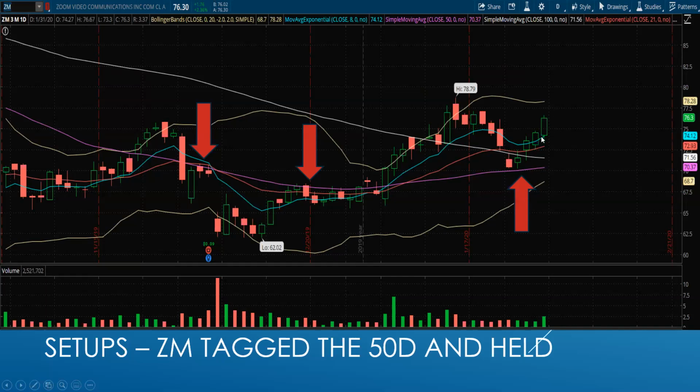So looking at the setups. What makes Zoom so attractive is how much this name respects the 50-day. You can see every time it comes into it from below or from above, it generally tries to hold it or bounce off of it, or if it hits it, it's resistance. So Zoom very much respects the 50-day, and this was the first retest area of it since we broke above it back about a month ago. That's a pretty bullish sign.